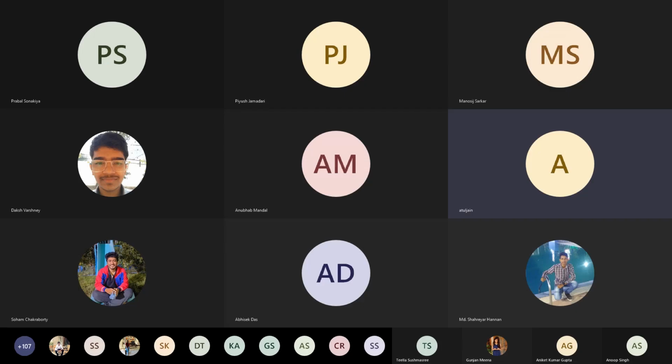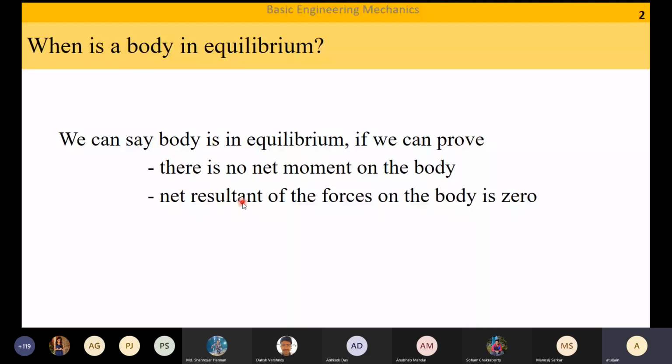with 100% certainty that the body is in equilibrium. So to prove that a body is in equilibrium, we need to satisfy these two conditions. There should be no net moment and the net resultant is 0. Few things you have to keep in mind.